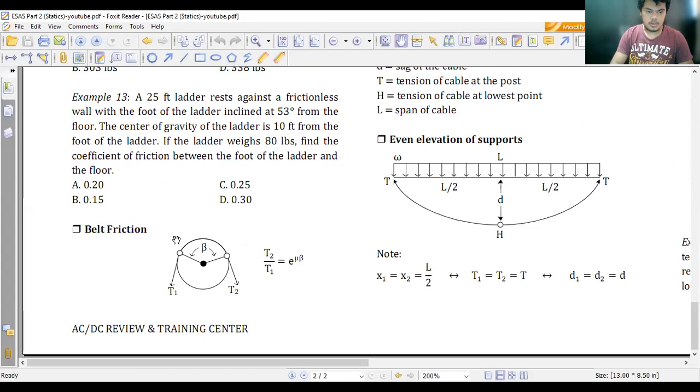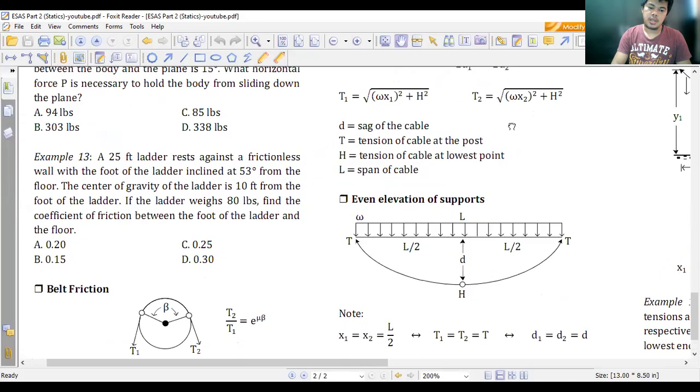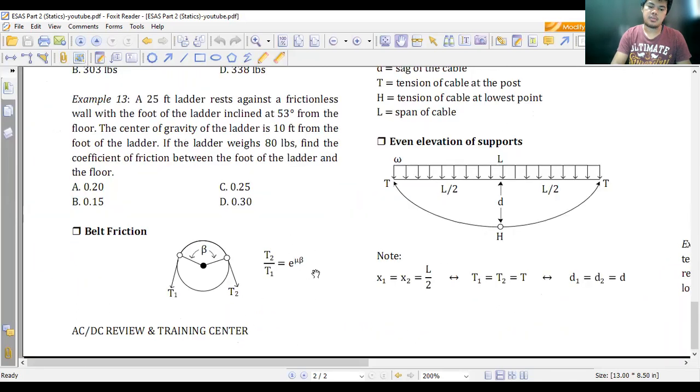Okay, so the next topic. Still this is about friction, but this involves belt friction. As you can see, we can illustrate this in some heavy lifting applications wherein the workers use a rope to lift a heavy object. So for belt friction, we have this formula.